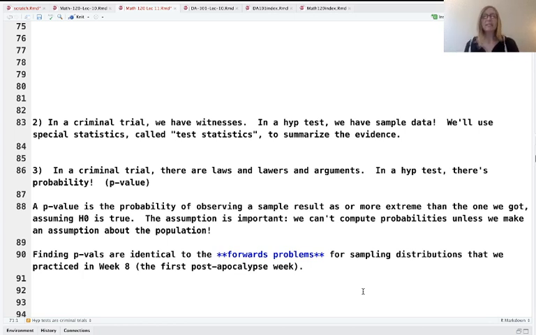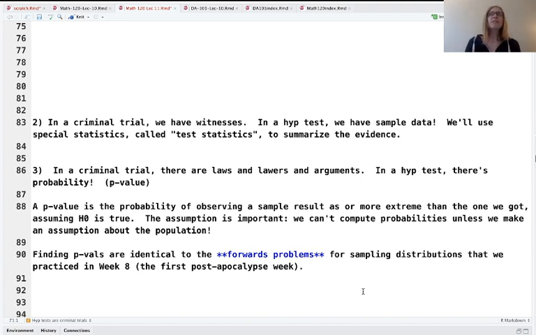In a hypothesis test, of course, we have sample data. We're going to use special sample statistics, called test statistics because we use them in a hypothesis test, to make a summary of all of the evidence that's presented by the sample. So of course, in stats, data itself is the evidence that we refer to.